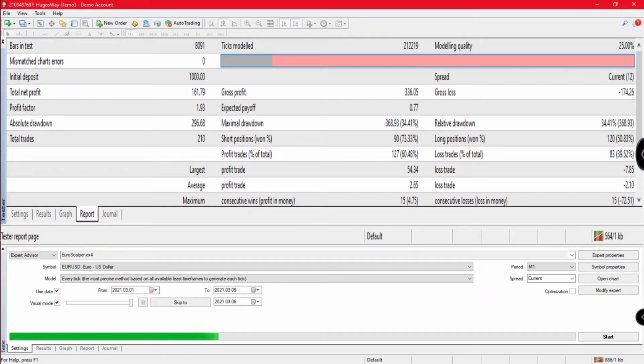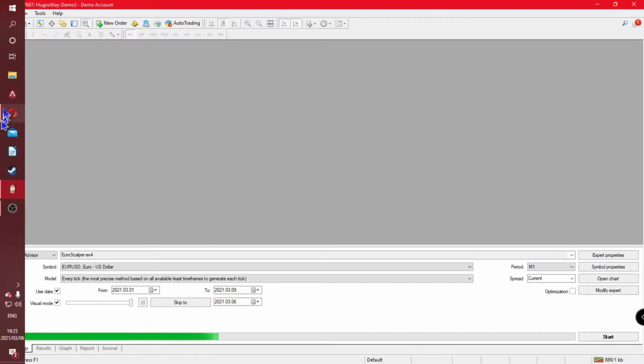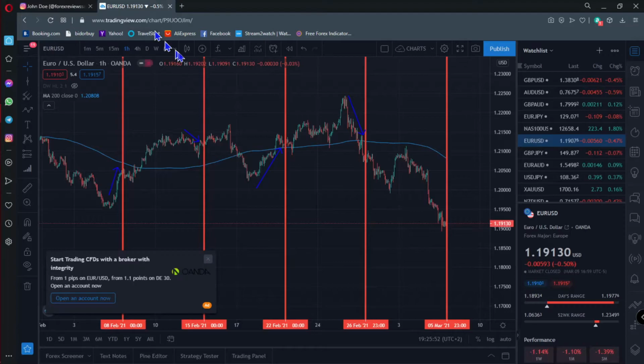So from what you can see, the drawdown was relatively high compared to the profit, but the profit was still made. But the high drawdown is the reason why you need a $1,000 account to run the robot safely to an extent. But there is a way to make it so that your drawdown is a bit lower. I'll show you that now. Let's go into TradingView.